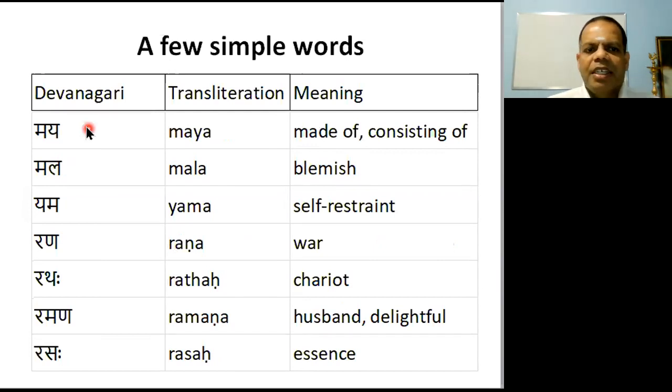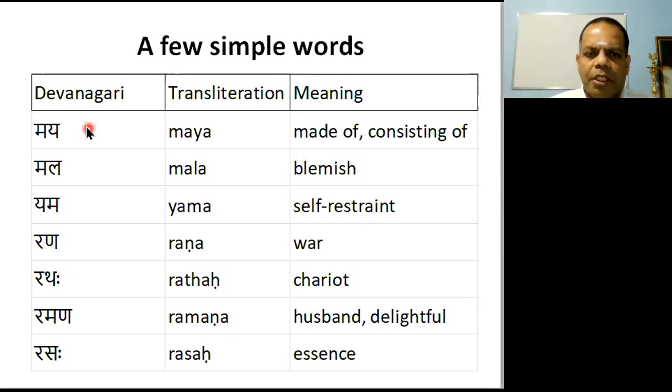So the next word is maya. Ma and ya. Maya. That means something which is full of that. It's made of that. Daya maya means one who is made of daya. Karuna maya means one who is full of karuna. Means filled with that, you can say, consisting of. I couldn't come up with a very good English translation, but it consists of that. It's filled with that.